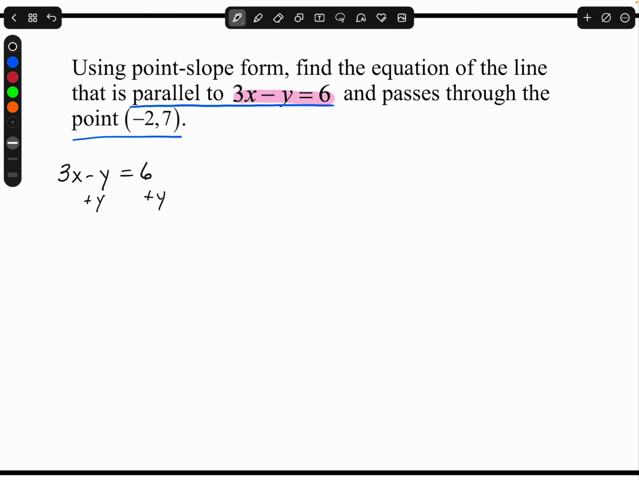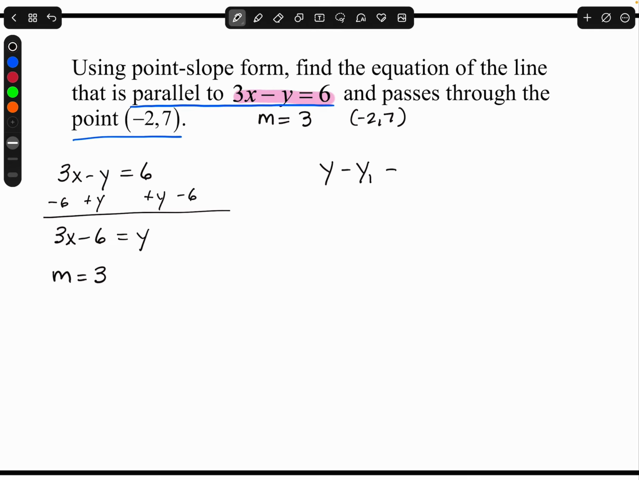So probably the easiest way here would be to add y to each side and subtract 6 from each side. So we would get 3x minus 6 is equal to y, so our slope here we can see is 3, right? So our line needs to have a slope of 3, and it's going to pass through the point -2, 7. So we'll take it here and say, all right, let's use our point slope form.